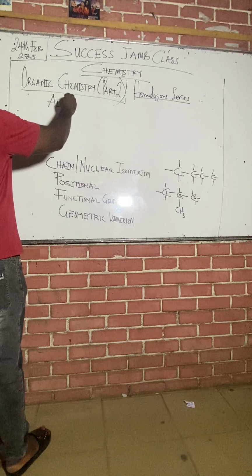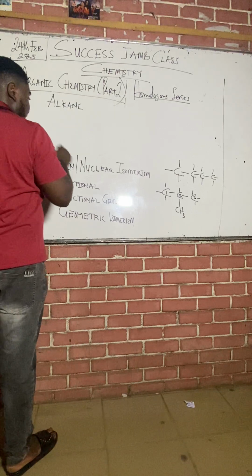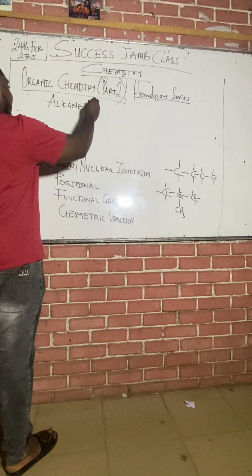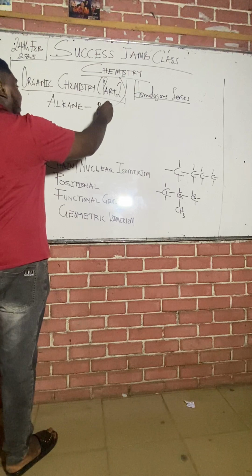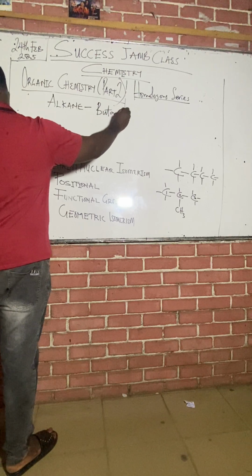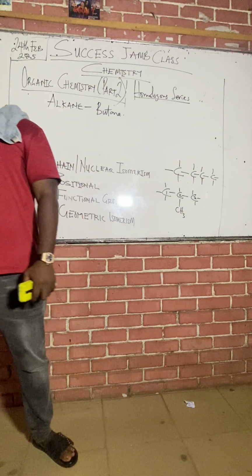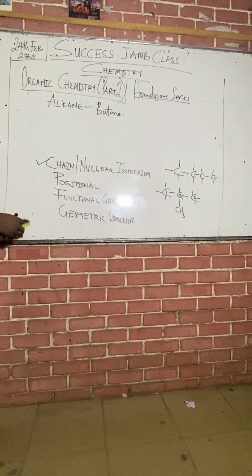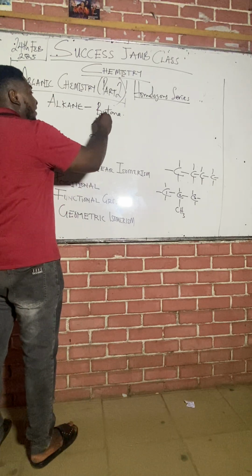So the alkane family exhibits chain or nuclear isomerism, and isomerism begins from the 4th carbon member, butane. It means the first 3 members of the alkane family do not exhibit isomerism. For the 4th member, butane, the exam could ask you to determine the number of isomers butane can produce.